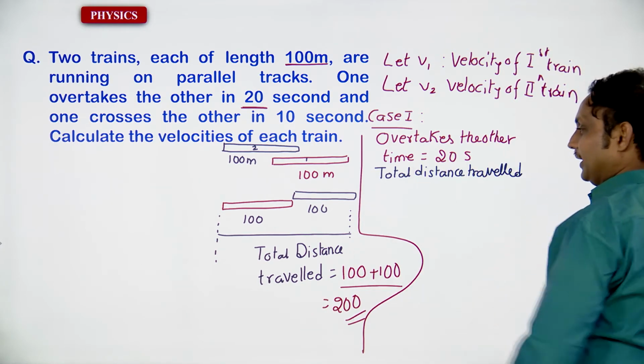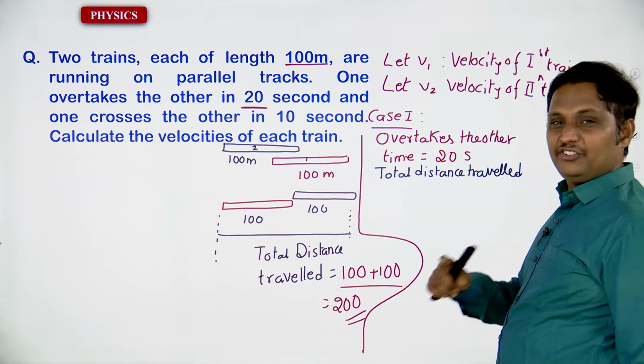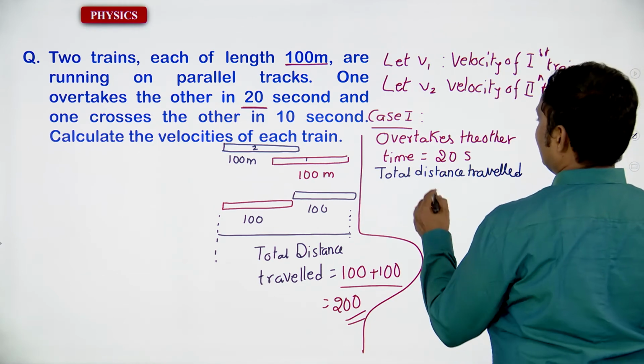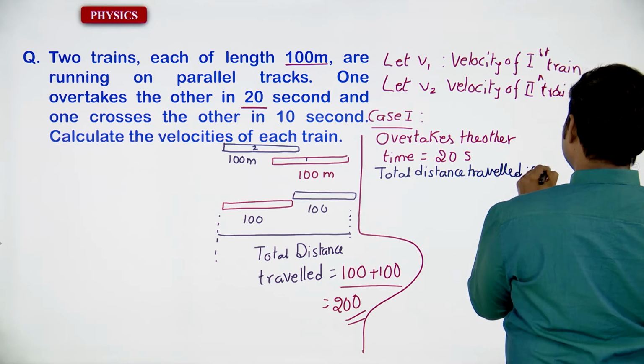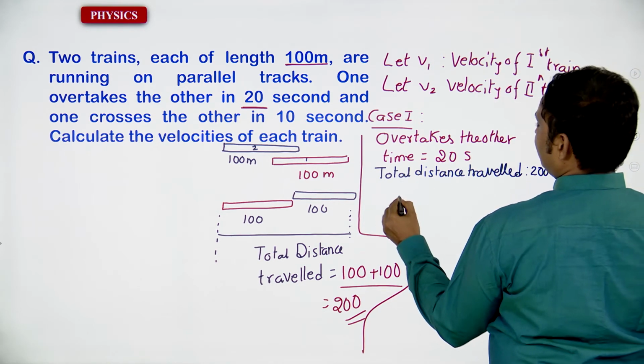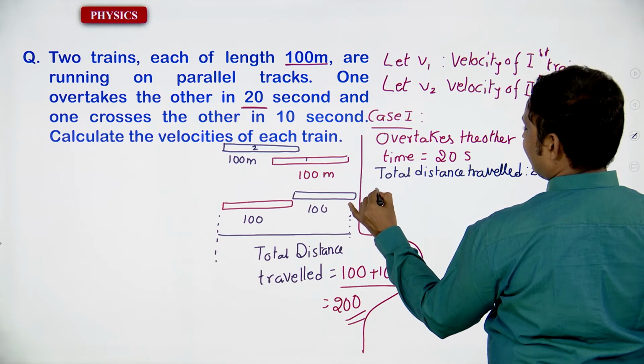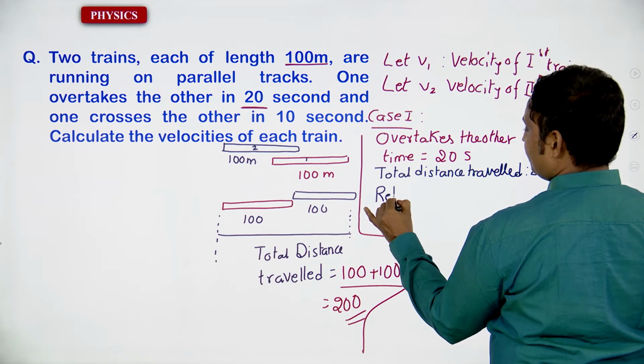Either you have to get the distance or displacement in 1D. It's very easy for you. That is going to be 200 meters. Now we would like to consider a relative velocity.